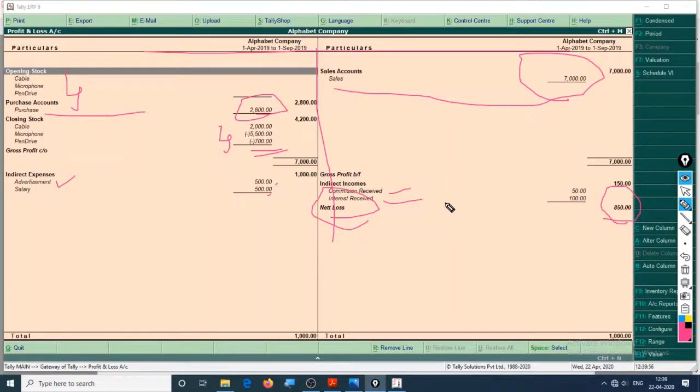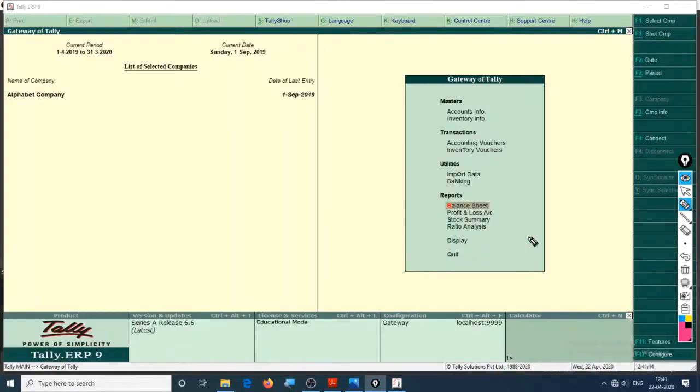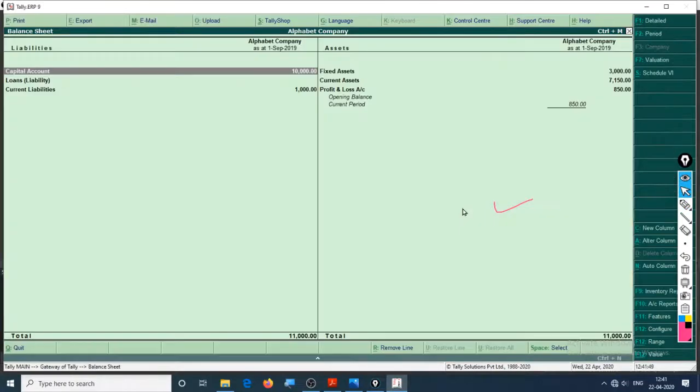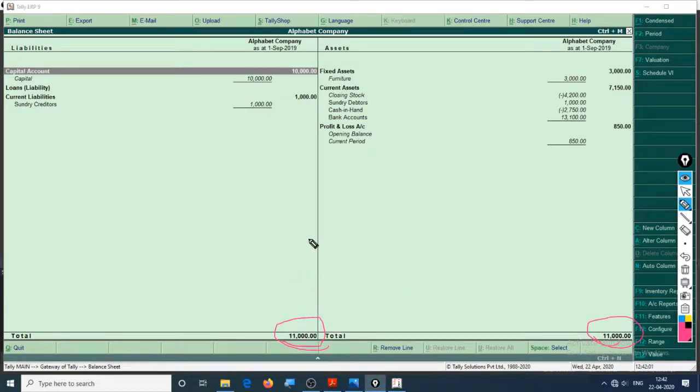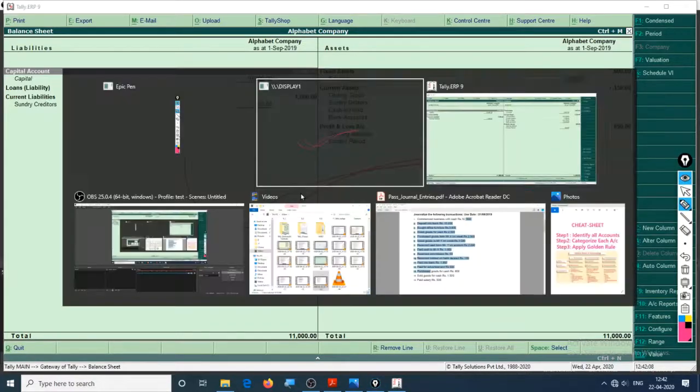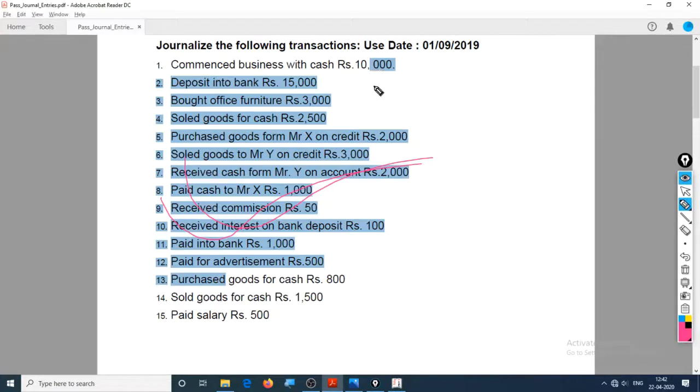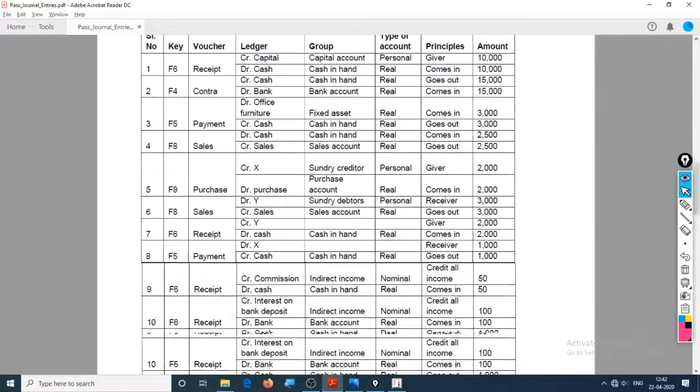So you can check your answer with mine, and let's check out the balance sheet also. And yes, the detailed version of the balance sheet. So the total of the balance sheet right here is 11,000 and 11,000. Okay, so as you can see right here, I'll recommend you to study this balance sheet. I'll recommend you to solve these questions again, and right here you have your solutions.